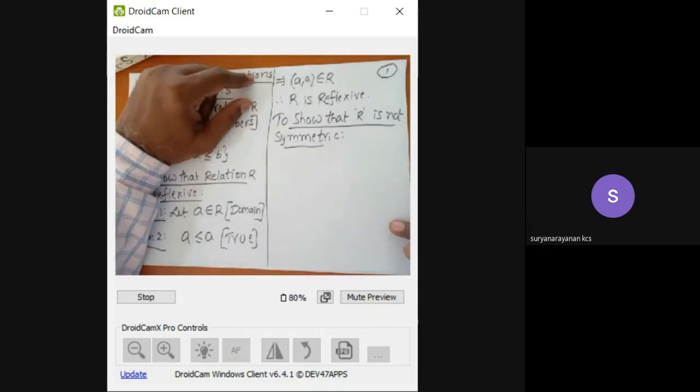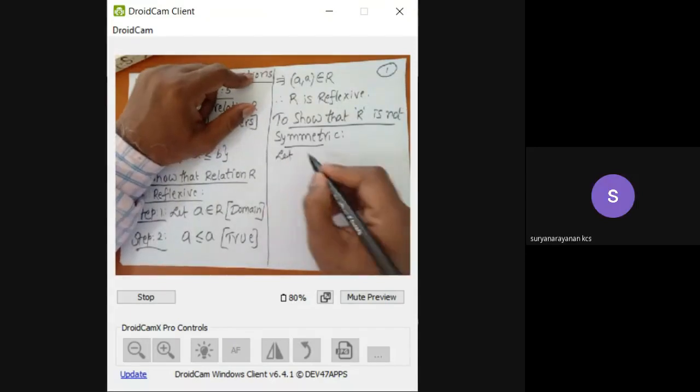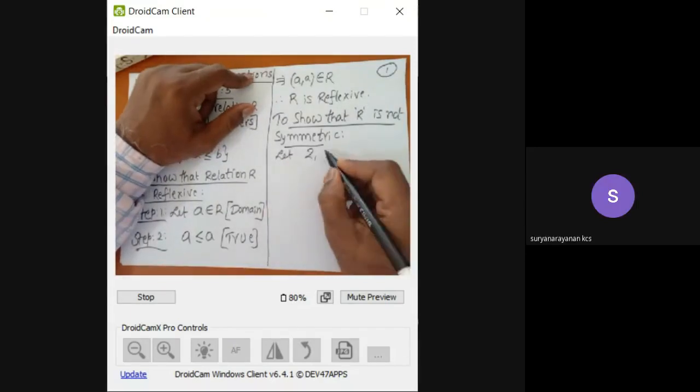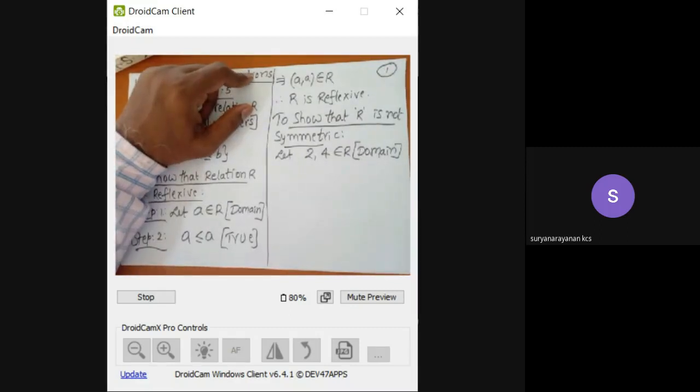Okay, my dear children. Let us take two numbers, 2 comma 4. Are these two numbers real numbers or not? Yes, sir. So we have taken two real numbers. We are giving here a counter example to show that relation R is not symmetric.